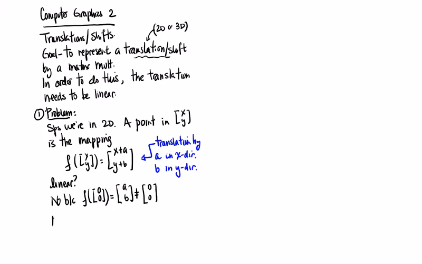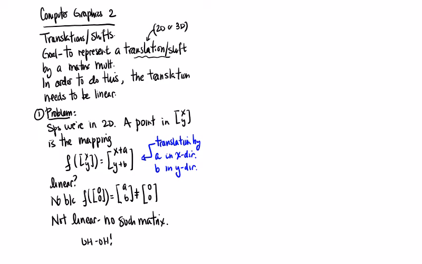So not linear, no such matrix. This should make us worry, because if it's not linear, we can't write down a matrix, and we can't do this with matrix multiplication. So this is a problem. Now, luckily it's a problem we can resolve.